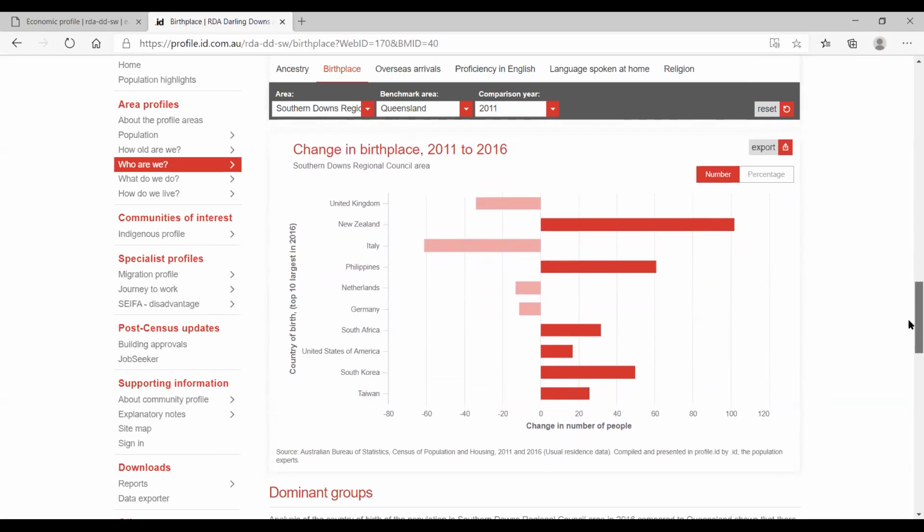Here we see our change in our birthplace and we can see New Zealand, we're still getting those guys, Philippines, South Korea, Taiwan, South Africa, United States of America. So we're starting to see a shift in the types of people that are coming into our community. And what does that mean in terms of languages? What does that mean in terms of communication? That sort of thing. So it's really important to keep an eye on this one.